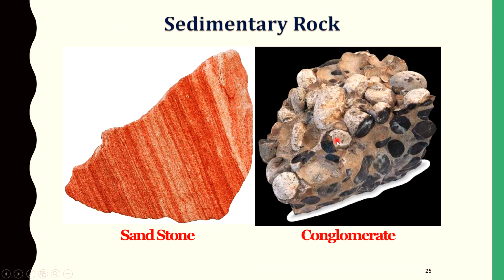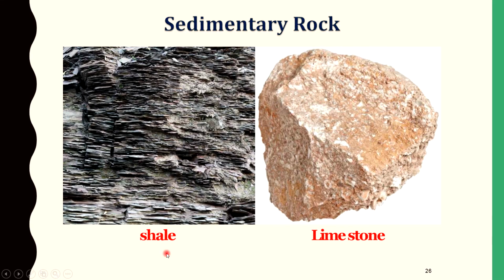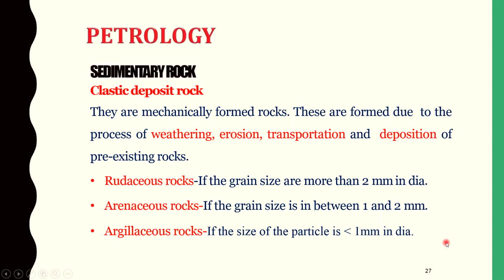Now these are the types of the sedimentary rocks. First is sandstone, the next is conglomerate. These are some more examples of sedimentary rock: shale, limestone. Okay, now in sedimentary rocks the first type is clastic deposit. In clastic deposit itself there are three types: rudaceous rocks, arenaceous rocks, argillaceous rocks.